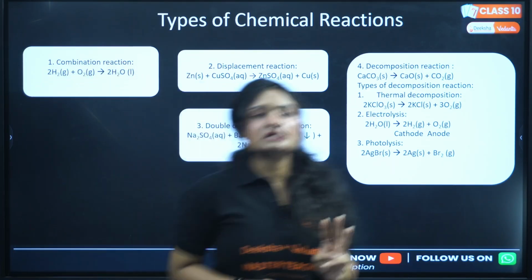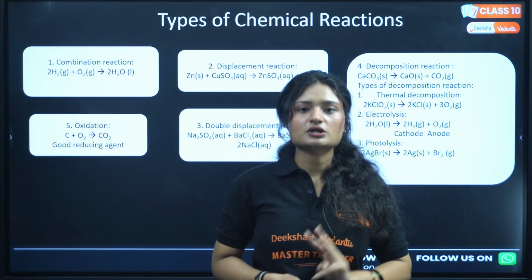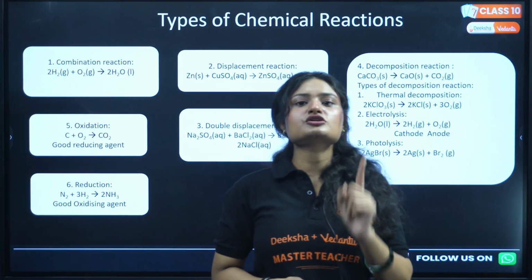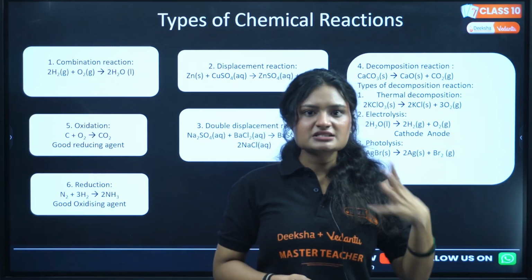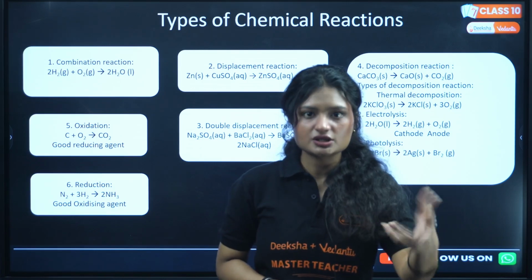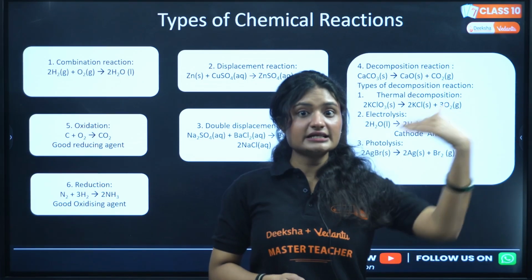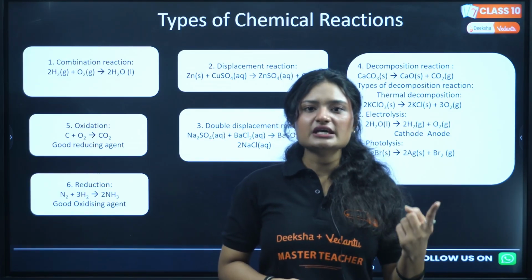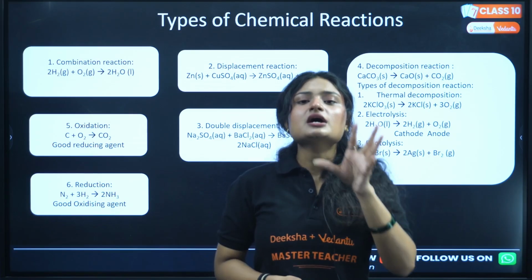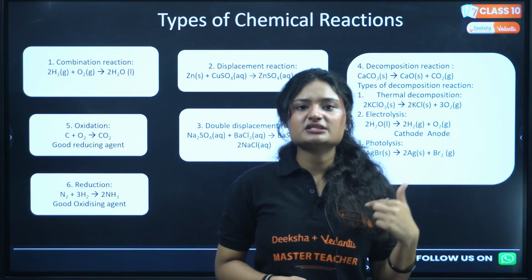Okay, next one is oxidation. Oxidation means addition of oxygen or removal of hydrogen. Next one is reduction. Reduction means addition of hydrogen or removal of oxygen. Now any substance that provides oxygen is called an oxidizing agent. What are oxidizing agents? Oxidizing agents are those agents that oxidize others and get reduced themselves. What are reducing agents? The agents that provide hydrogen. Okay, so what do they do? They reduce others and get oxidized themselves.